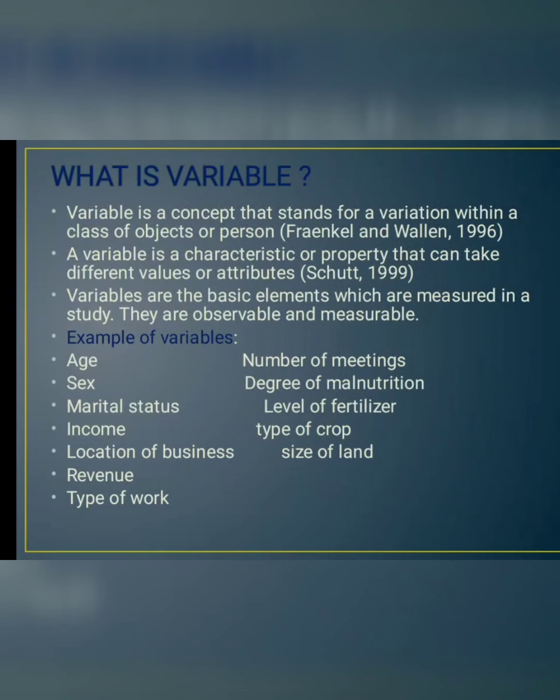What is a variable? A variable is a concept that stands for variation within a class of objects or persons, by Franklin and Wallin in 1996. A variable is a characteristic or property that can take different values or attributes. Variables are the basic elements which are measured in a study. They are observable and measurable.